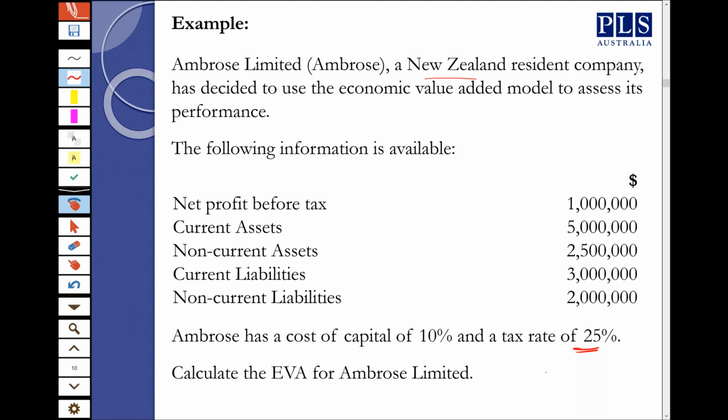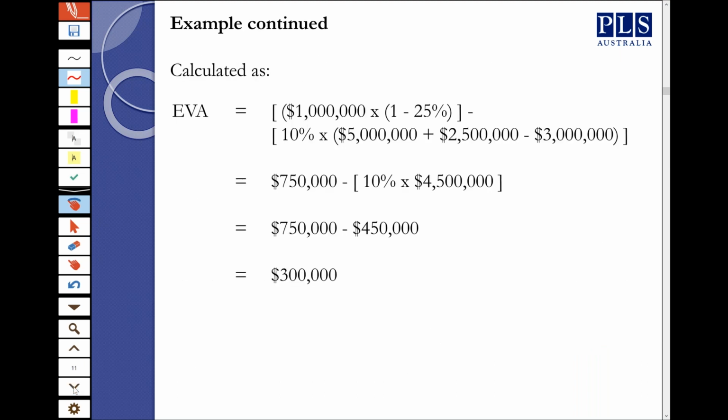So they will not expect you to understand the alternate tax rates. But note how I start you off at net profit before tax. I've then given you your current assets, non-current, current liabilities, non-current liabilities as they have in past exams. Given you the cost of capital at 10%, tax rate of 25%, calculate your EVA. Well, to calculate the EVA, I take my 1 million by my 1 minus my 0.25. Keep in mind, I've got to make it a profit after tax figure. My WACC, my cost of capital, is 10%.